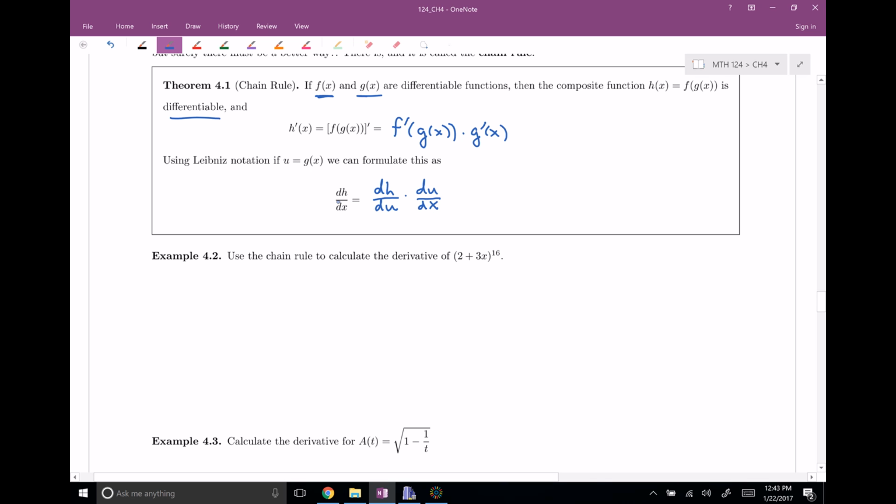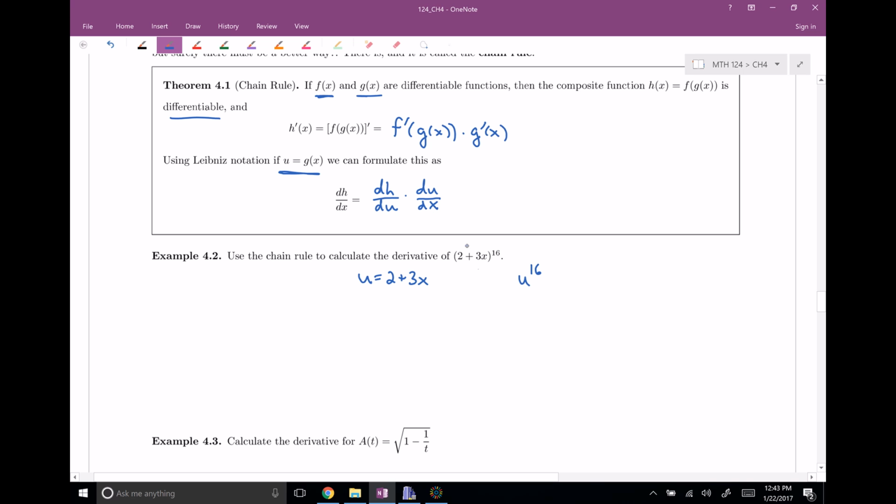So let's try this. First of all, we need u to be equal to g of x. Remember, g of x is the inside function right here. So if I'm looking at this and I'm trying to figure out what is u, what is my g of x, what is the inside function, hopefully after staring at this for a minute, we can agree that 2 plus 3x is the inside function. And so if I was to replace this 2 plus 3x with a u, I would get u to the 16th power.